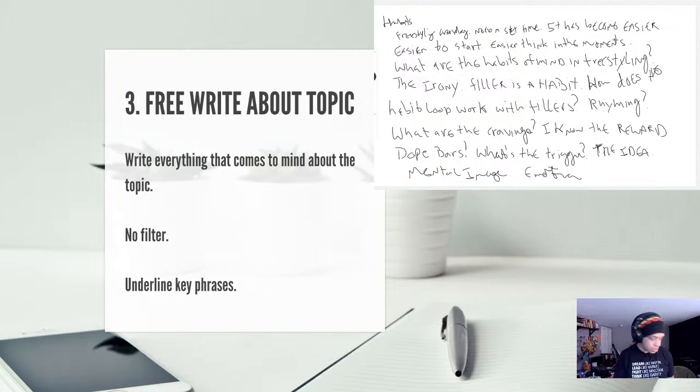So the next thing is, let me see if I can do a different color real quick. Just anything that captures your attention, go ahead and underline that phrase. If you're typing this, maybe highlight it, make it bold or something. And the reason we're doing this is that the things that capture your attention will be things that you'll potentially communicate in your verse.